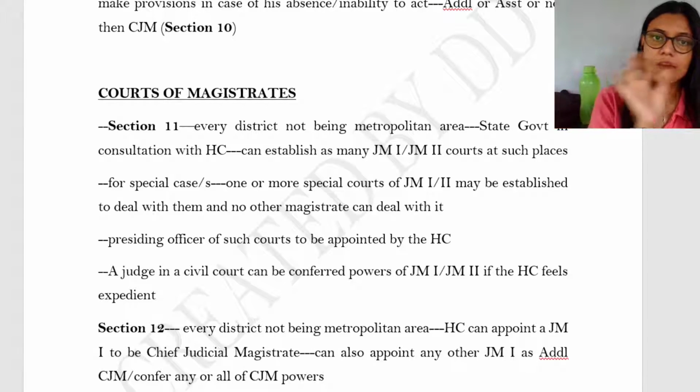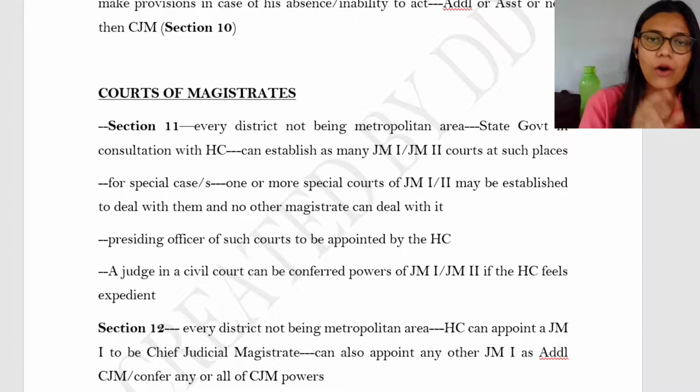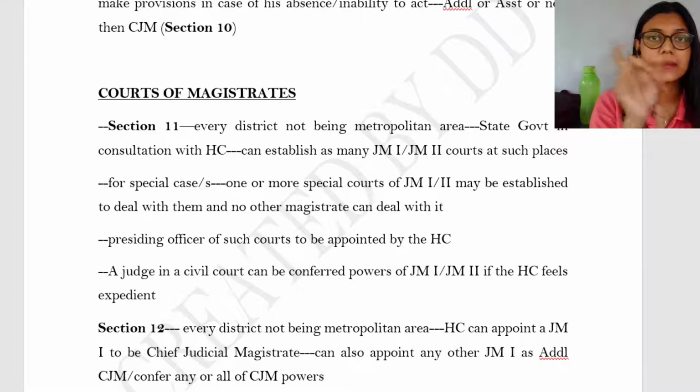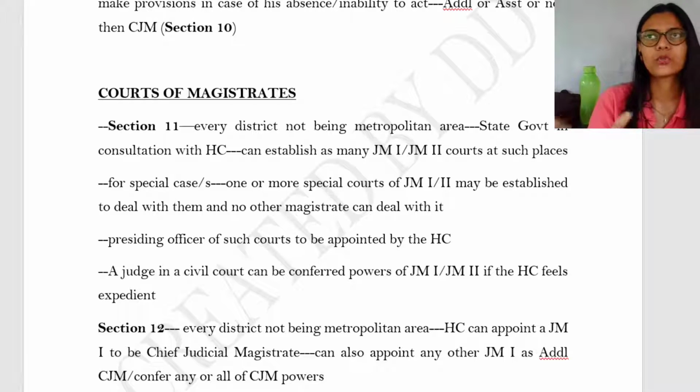Let's see this. For every district which is not a metropolitan area, the state government can consult with the High Court and can establish as many courts of JM1 or JM2 as needed. I have put it in short form. It means judicial magistrate class 1 or judicial magistrate class 2. So there is no particular limit that has been given. It depends on the state government and the High Court, what they feel is necessary for a particular district.